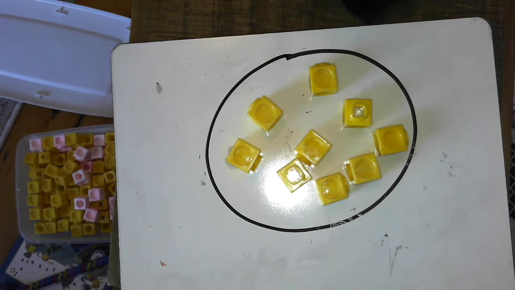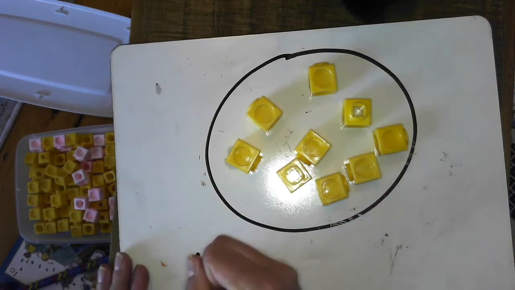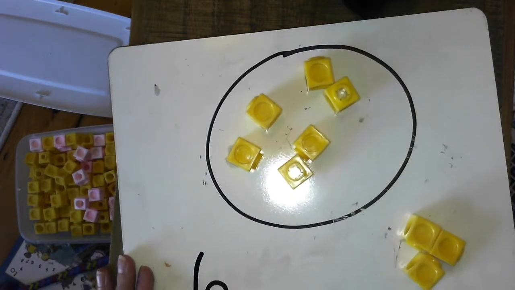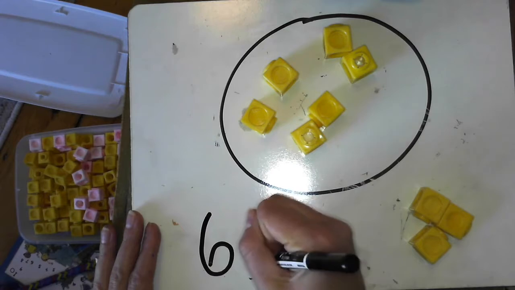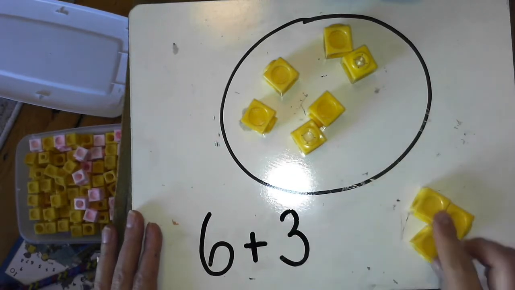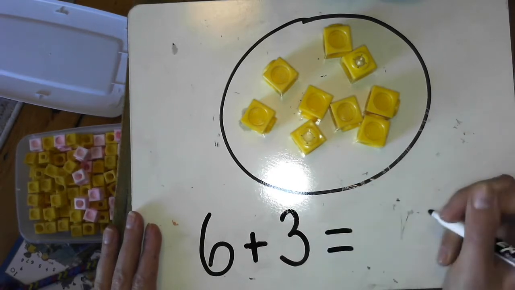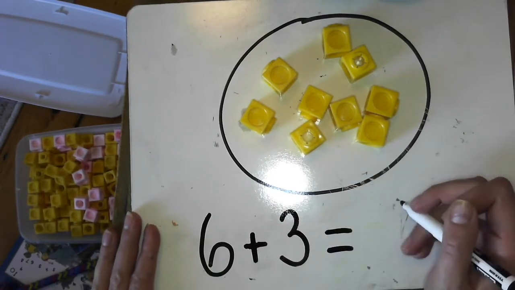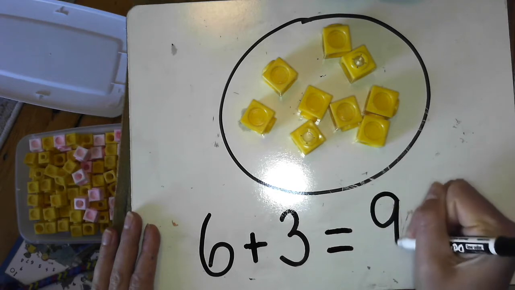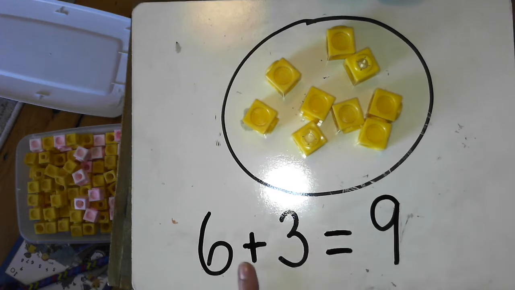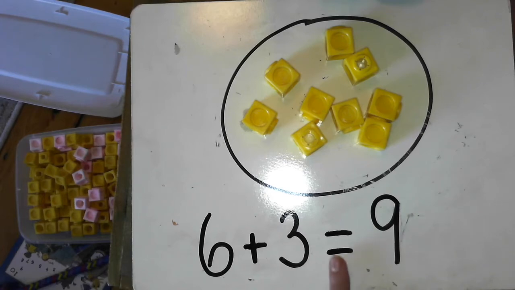Let's write a number sentence for that. 6 doggies, right? Those were the 6 that were there at first, plus 3 more doggies that come over equals how many dogs in all? 9 dogs in all. That makes sense. Having 6 and 3 together is really the same thing as having 9. That's what that equal sign shows us.